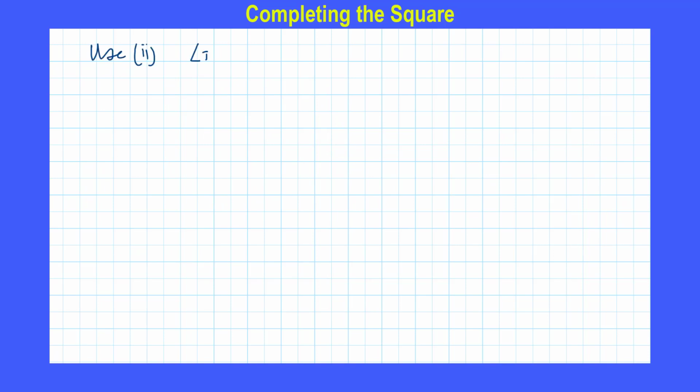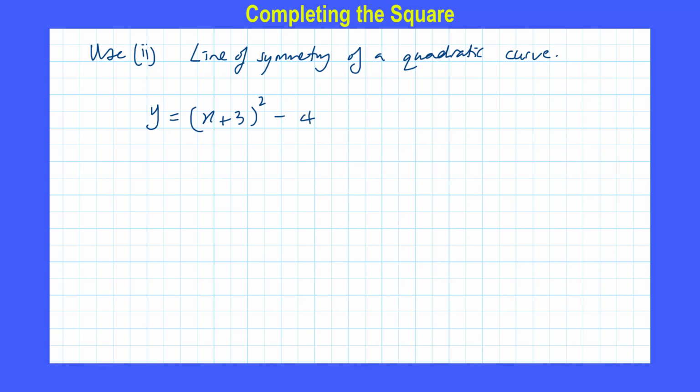Now the second use that we can use completing the square for is to find the equation of the line of symmetry of a quadratic curve. Now we know that a quadratic curve is a U shape, and the line of symmetry is simply the line that goes vertically down the middle of the U. So here we have a quadratic, y equals (x plus 3) all squared, take away 4.